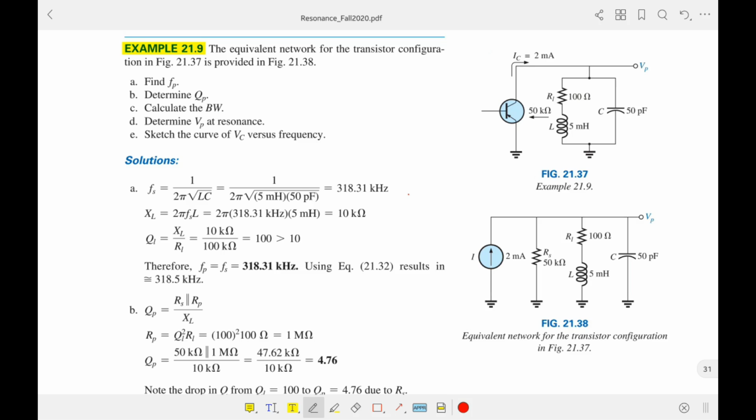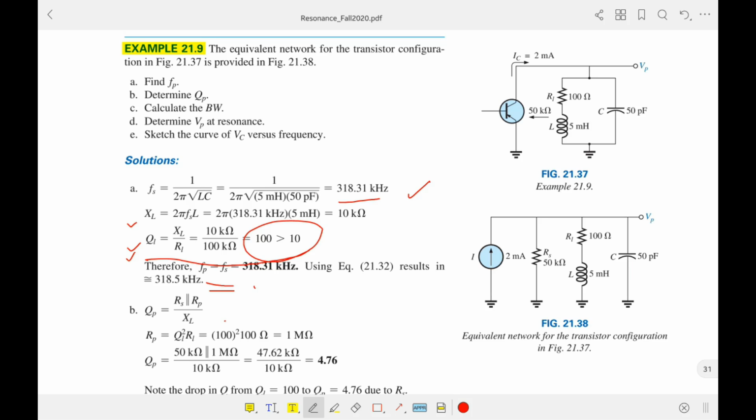Before finding FP, first of all we have to calculate the quality factor also. So here Fs is calculated. You know that Fs is 1 over 2 pi root LC, and then we can calculate the XL using that Fs, since XL equals 2 pi Fs L, and then quality factor equals XL over RL. So we first calculate the quality factor. Since this quality factor is greater than 10, we can use the approximation. So by using the approximation, we can write that FP equals Fs. Now this is Fs, that was 318.31 kilohertz. So this is also equal to FP.